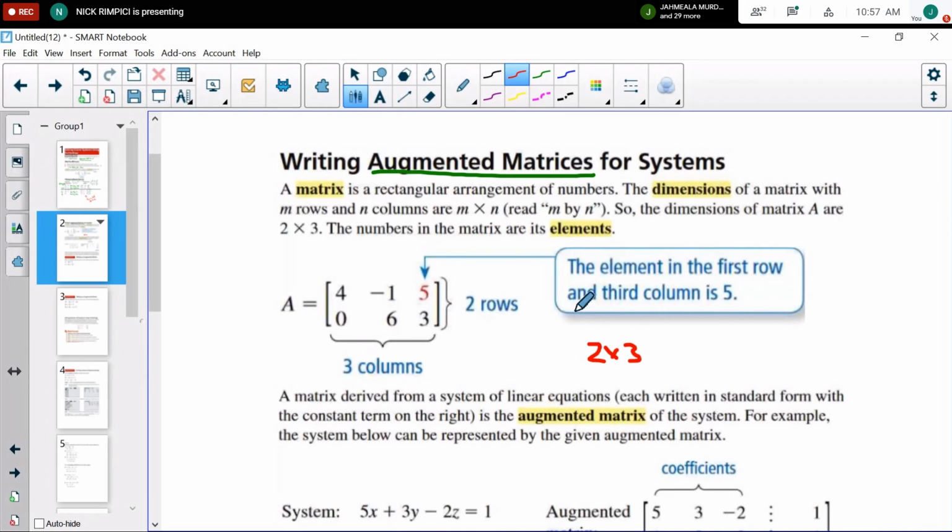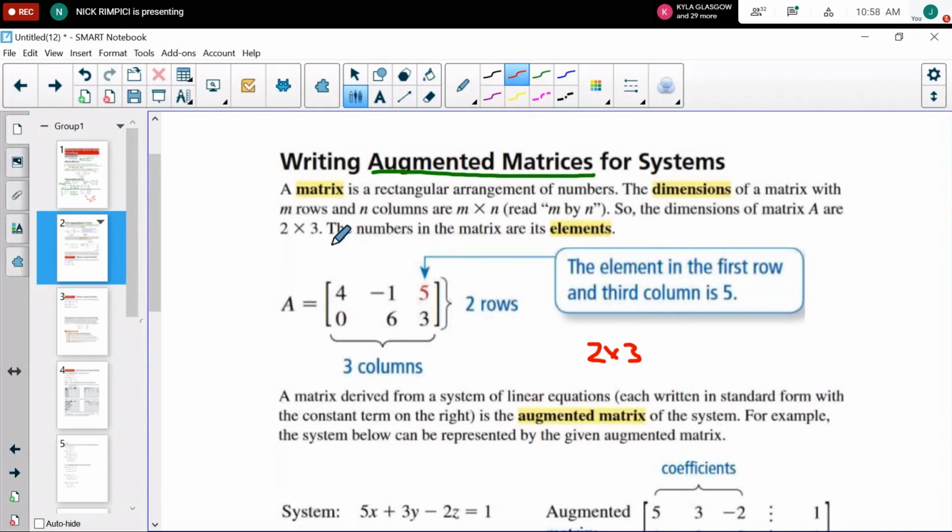For example, if we said the element in the first row and third column. So row one is up here, and this is column three here. So five would be the answer. The first row and third column is five. If I said first row, first column, the answer would be four. If I said second row, first column, second row is down here, and first column is right here, that'd be zero.